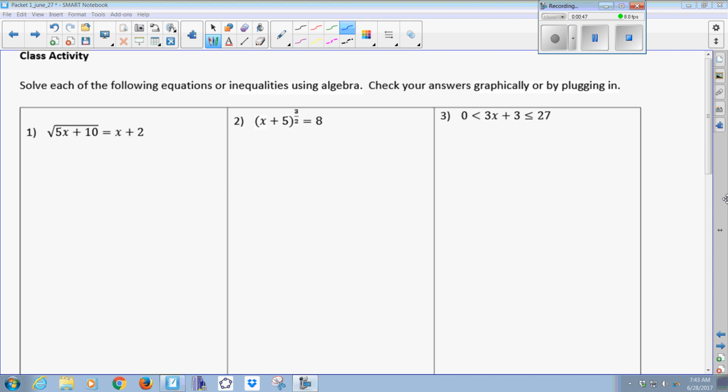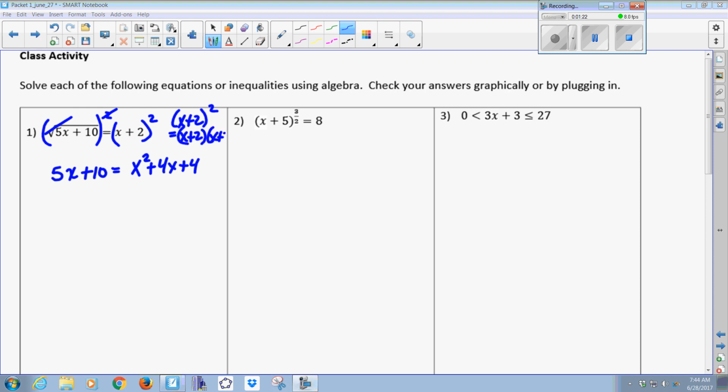So the first job we have to do here, since the radical is already isolated, is to square each side to remove the radical. Remember, squaring and square rooting undo each other because they're inverse operations. So we're left with 5x plus 10 on the left side. And once we square x plus 2 on the right side, we get x squared plus 4x plus 4. Remember, x plus 2 squared equals x plus 2 times x plus 2, and that gives us that trinomial.